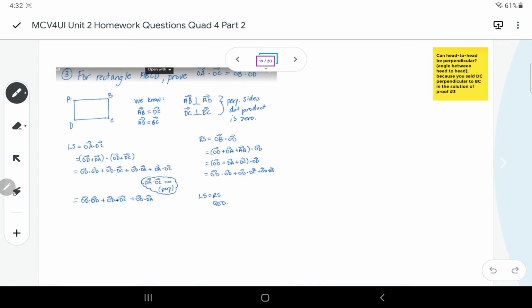Then there is a question here about the solution here. Can head-to-head vectors be perpendicular? The angle between them, when they're not tail-to-tail. This is a little bit tricky, and I see here DC would be the same there as BC. Now, this is, I guess, a bit of a kind of special case because it's perpendicular.